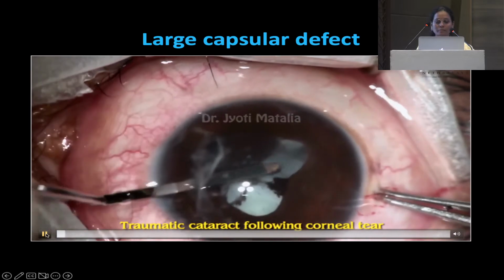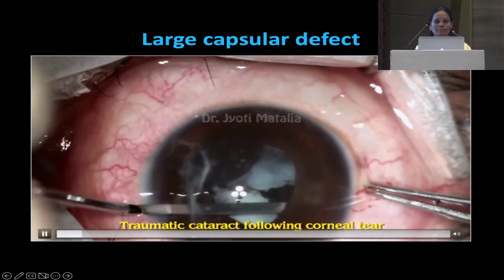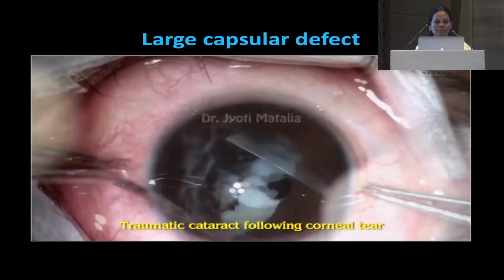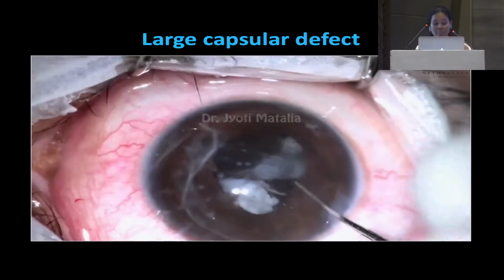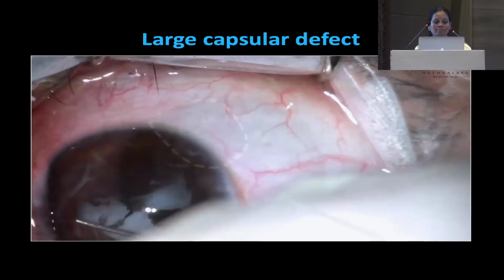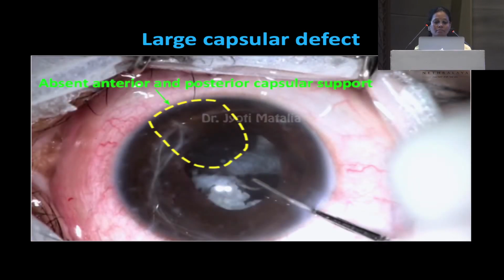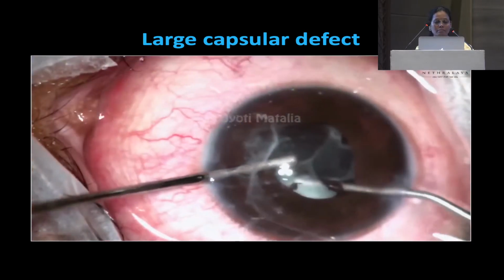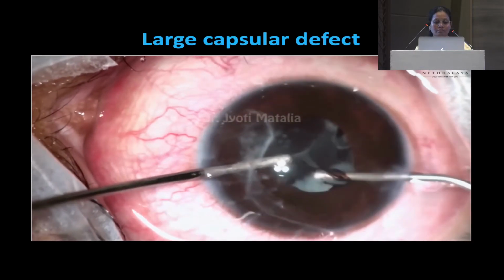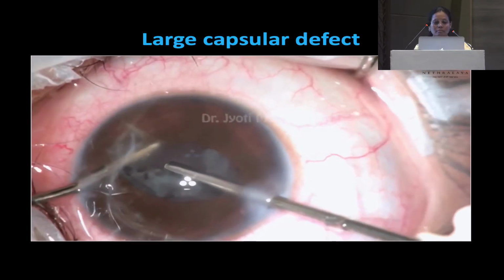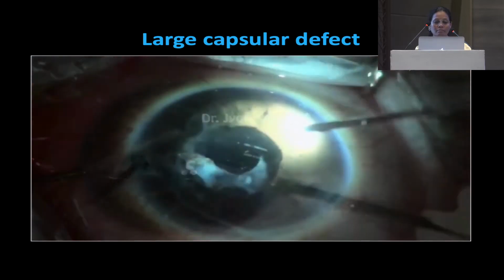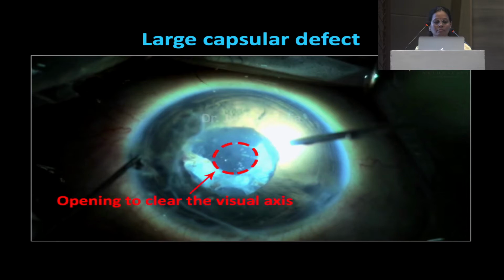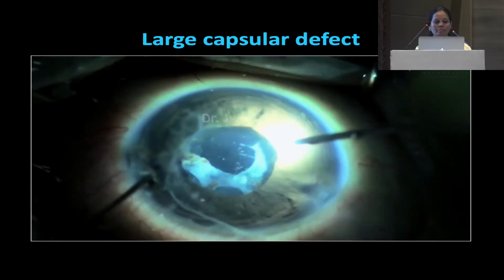First was a case of absorbed traumatic cataract following corneal tear. After releasing the synechiae, a thorough exploration of the capsular bag showed a wedge extending over 2 clock hours of absent anterior and posterior capsular support. After aspirating the cortical matter, the remnant of the anterior and posterior capsules was retained as a support for the IOL, except for the central area to clear the visual axis. That is evident with the endo illuminator.